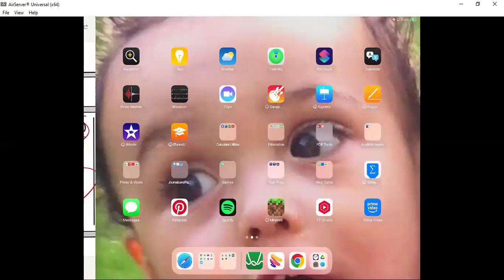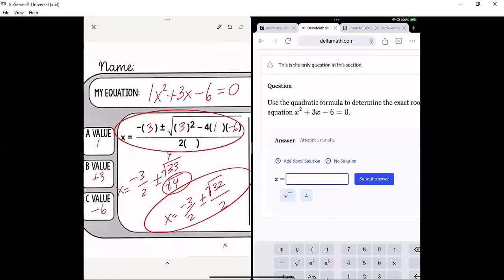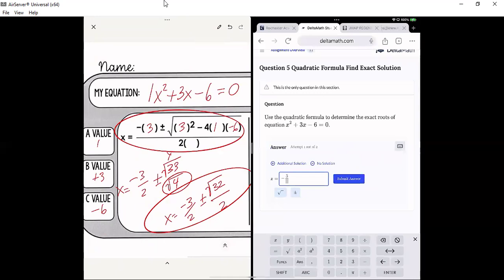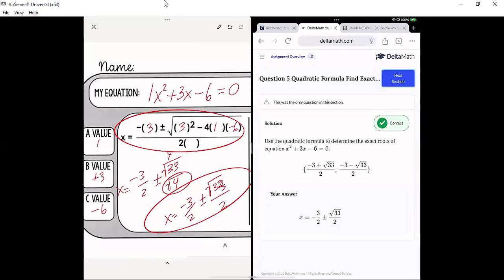So if we go back to the problem right here, I'll write it as part 2. So we're going to do a negative 3 over 2. Let me make this a little smaller so we can get this done. Over 2. And then it's going to be plus or minus, we got another fraction. This is going to be square root of 33, and then on the bottom, it's going to be 2. And then you submit it. And they say, nicely done.